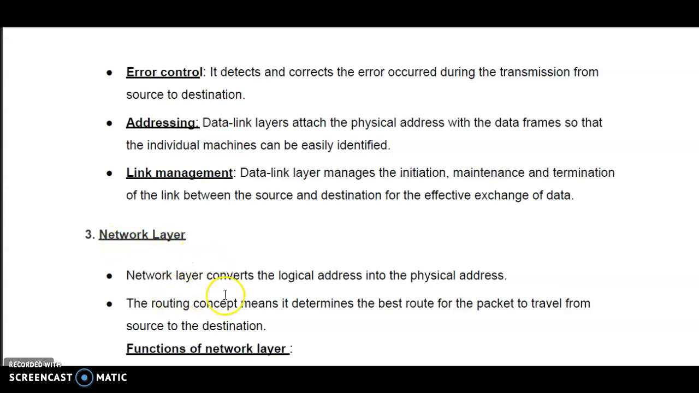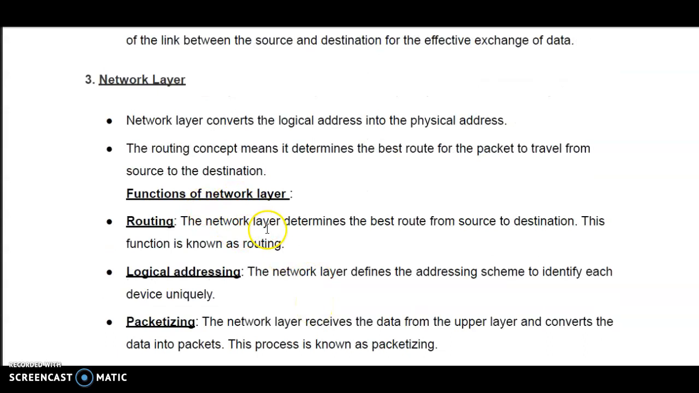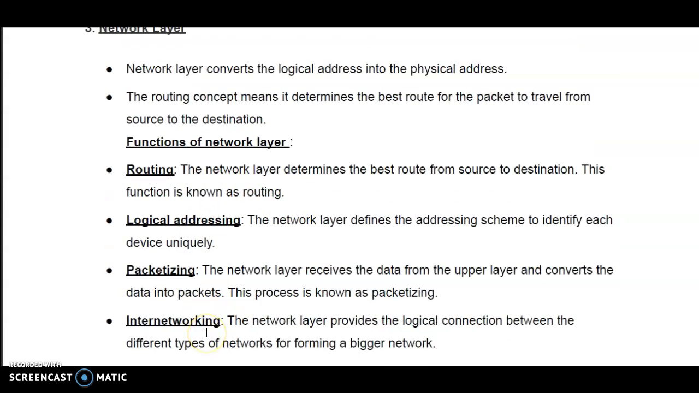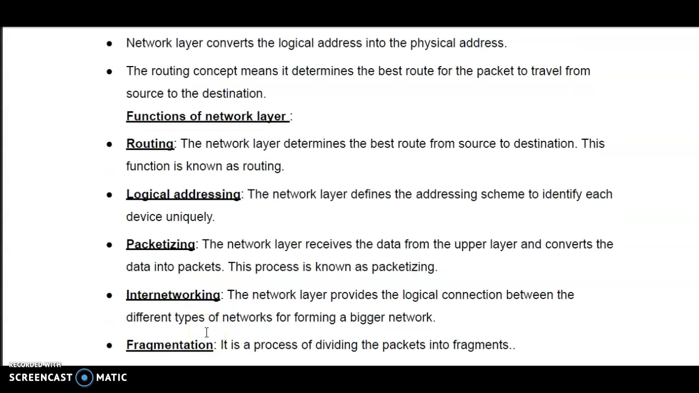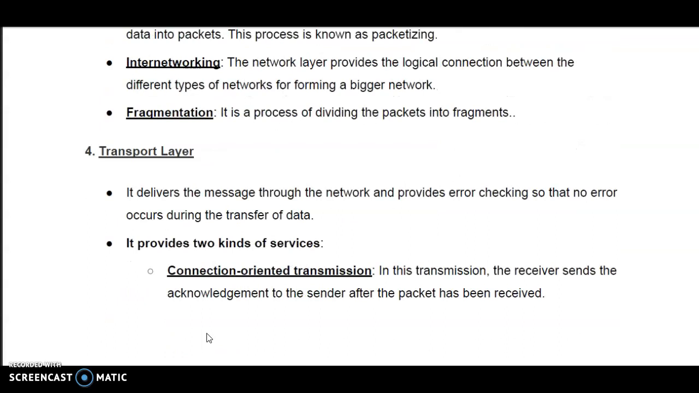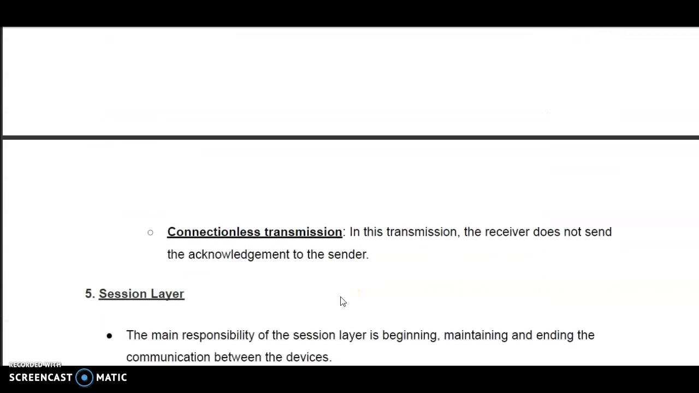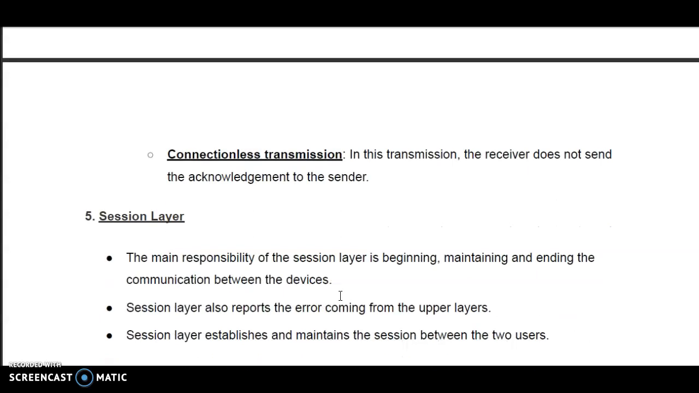The network layer converts the logical address into a physical address. These are the functions of the network layer: one is routing, then logical addressing, then packetizing, internetworking, fragmentation. Then is the transport layer. It provides two kinds of service: connection oriented transmission, and connectionless transmission. And then the next thing is the session layer.